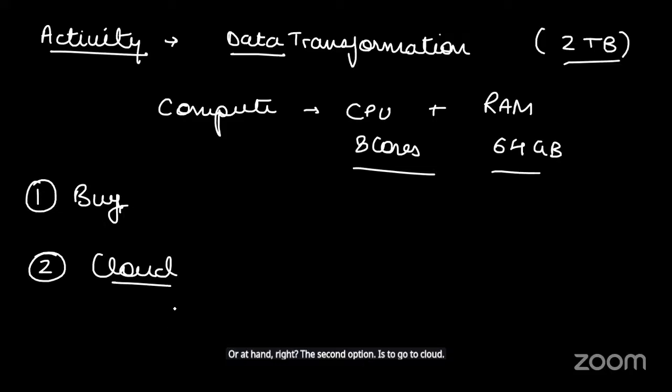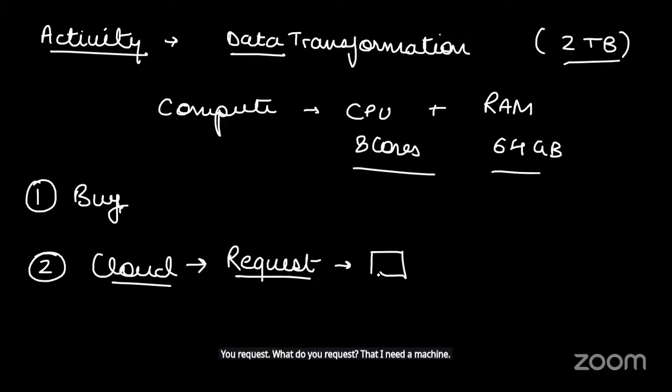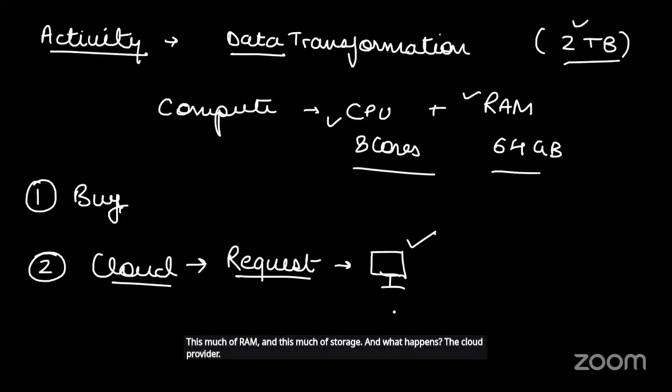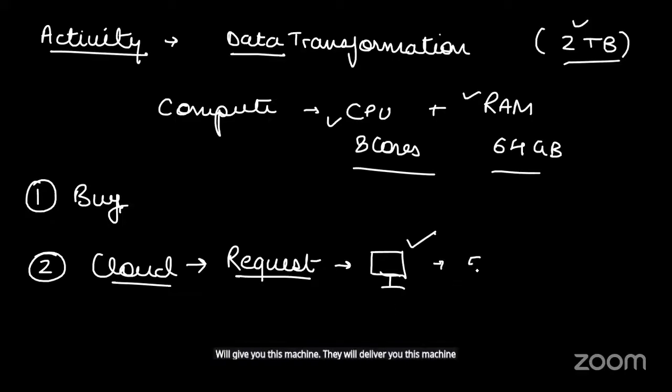All right. Now, this is an introduction to cloud computing, but basically what I'm trying to explain to you is how it works. You go to the cloud service like this. You request. What do you request? That I need a machine. All right. The machine should have this much of CPU at least, this much of RAM, and this much of storage. And what happens? The cloud provider will give you this machine. They will deliver you this machine within 5 minutes.